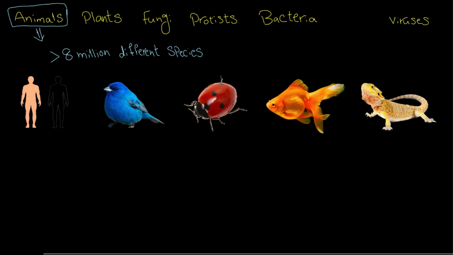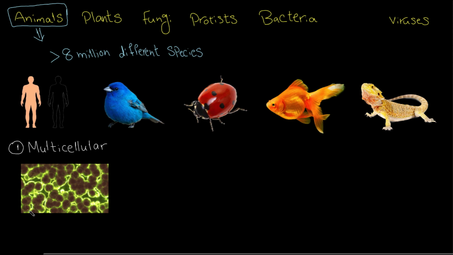So what are exactly the common things between all animals? Well, we have 3 common things. First, we call them multicellular. That means each organism is made up of loads of cells and not just one cell. For example, you, as an adult human, you have nearly 40 trillion cells in your body.